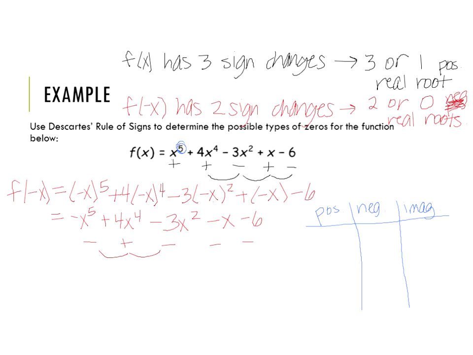All right, so let's look at these possibilities. I could have 3 or 1 positive real roots. I could have 2 or 0 negative real roots. So that means I could have 3 positive with 2 negative, or 3 positive with 0 negative, or I could have 1 positive with 2 negative, or 1 positive with 0 negative.